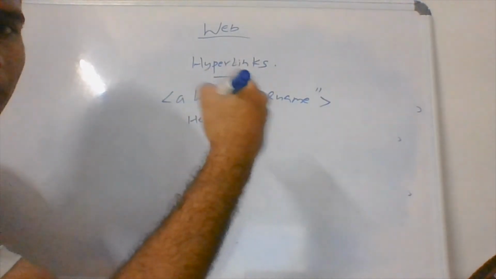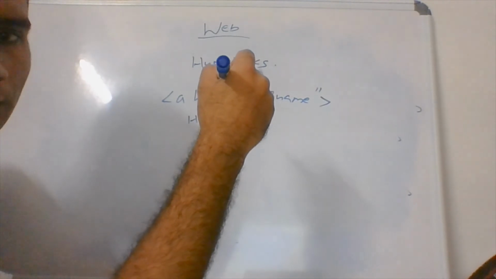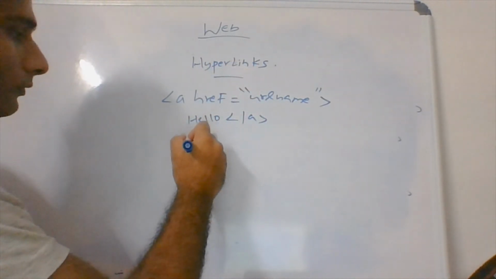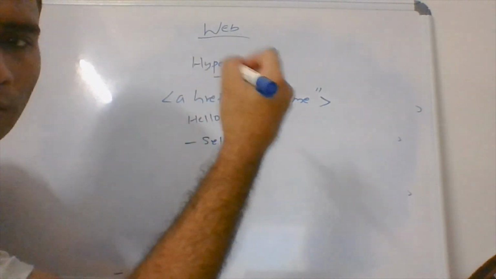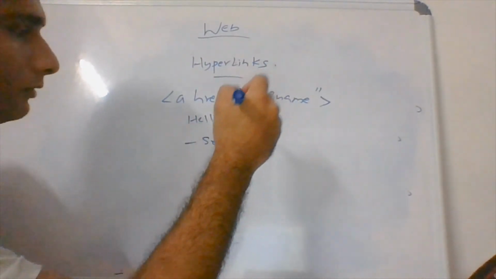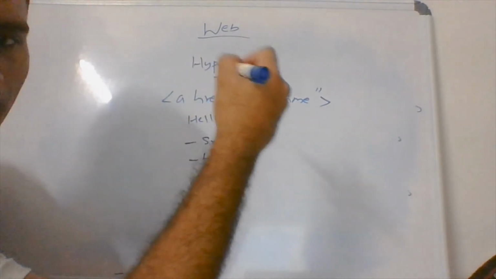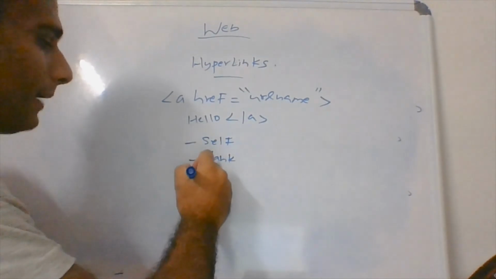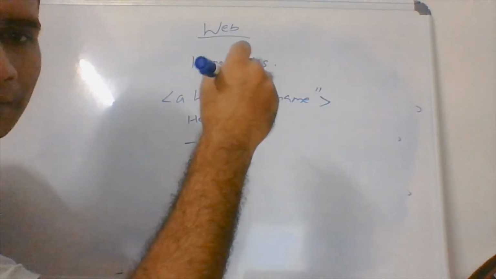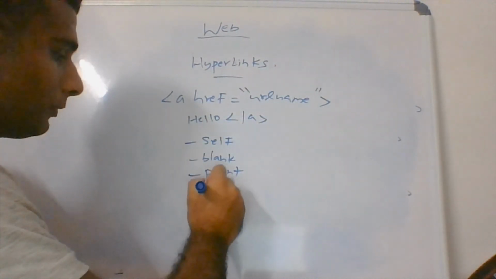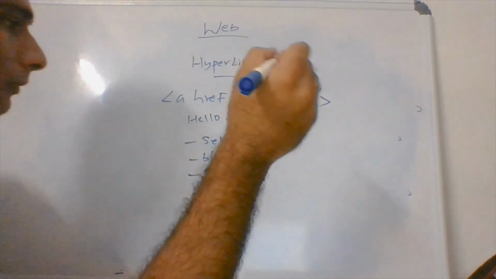The next is the target attribute. The target attribute specifies where to open the linked document. We have self. Self means default, opens the document in the same window as it was clicked. Then we have blank, opens the document in a new window or tab. Then we have parent, opens the document in the parent frame. Then we have top, opens the document in the full body of the window.